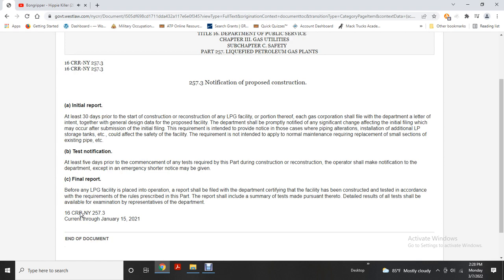Testing notification. At least 5 days prior to the commencement of any of the tests required by this part during the construction and reconstruction of the operation, the gas corporation shall make notification to the department, except that for emergencies short notice may be given. Final report. Before any liquid petroleum gas is placed in operation, a report shall be filed with the department certifying the facility has been constructed in accordance with the requirements of the rules of this part. The report shall include a summary of the tests made, and the detailed results of all the tests shall be available for examination by representatives of the department.